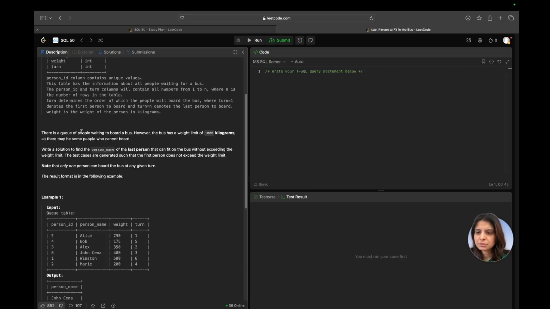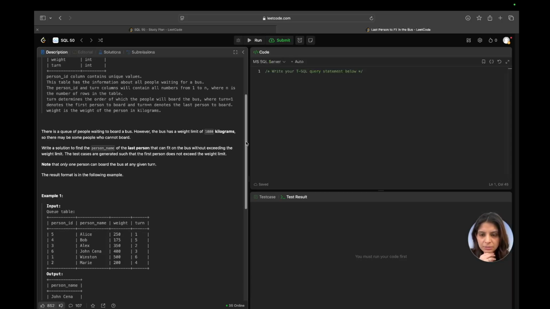So what we have to do is, there's a queue of people waiting to board a bus, and the bus has a weight limit of only 1000 kgs. So there may be some people who cannot board. We have to write a solution to find the person name of the last person that can fit on the bus without exceeding the weight limit, which is 1000 kilograms. It says that the test cases are generated such that the first person will not exceed the weight limit. And we have to note that only one person can board the bus at any given turn.